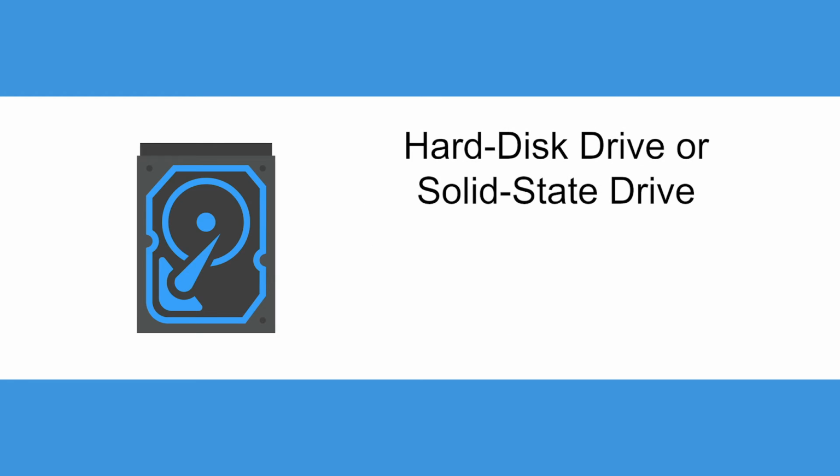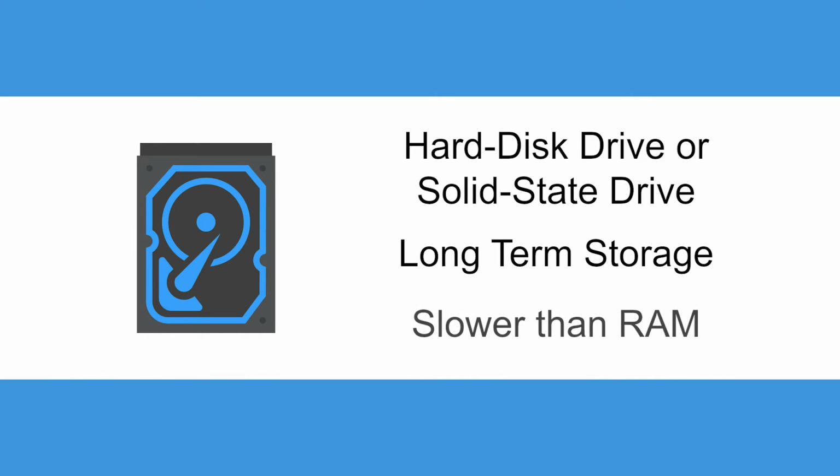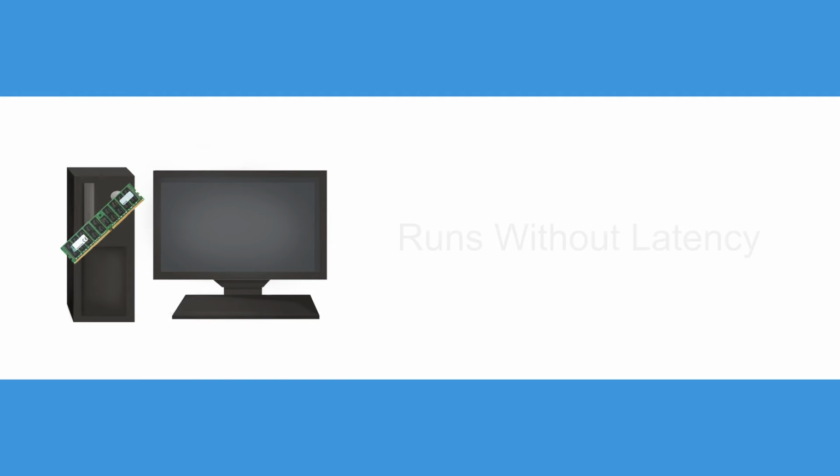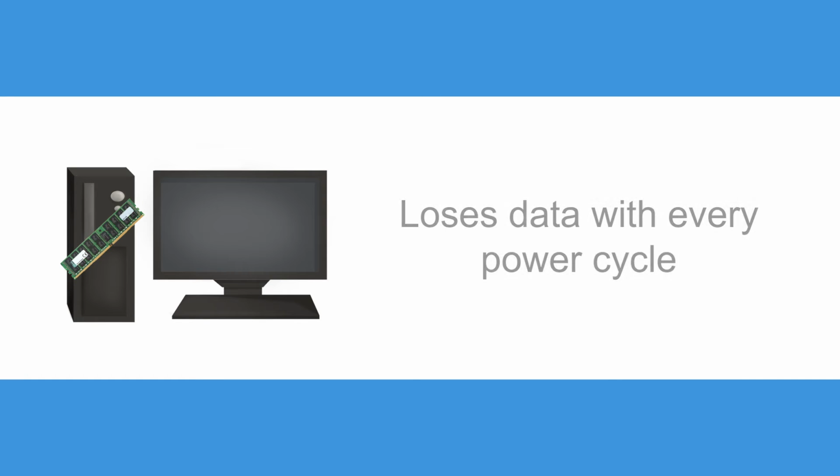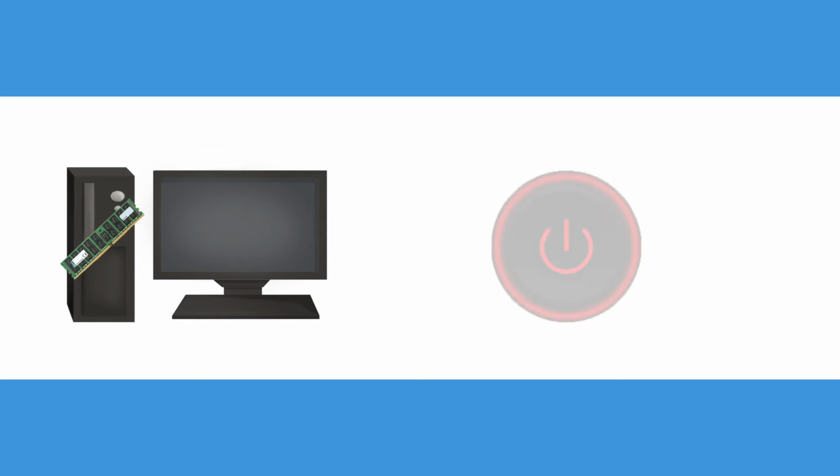Your computer's storage space, typically a hard disk drive or solid-state drive, is for long-term storage and is much slower to access than RAM. Because RAM is hardwired directly to your system, it runs at the same speed from everywhere without latency. Also, unlike your storage space, RAM loses its data with every power cycle because once your computer is shut off, none of that temporary data is needed anymore.